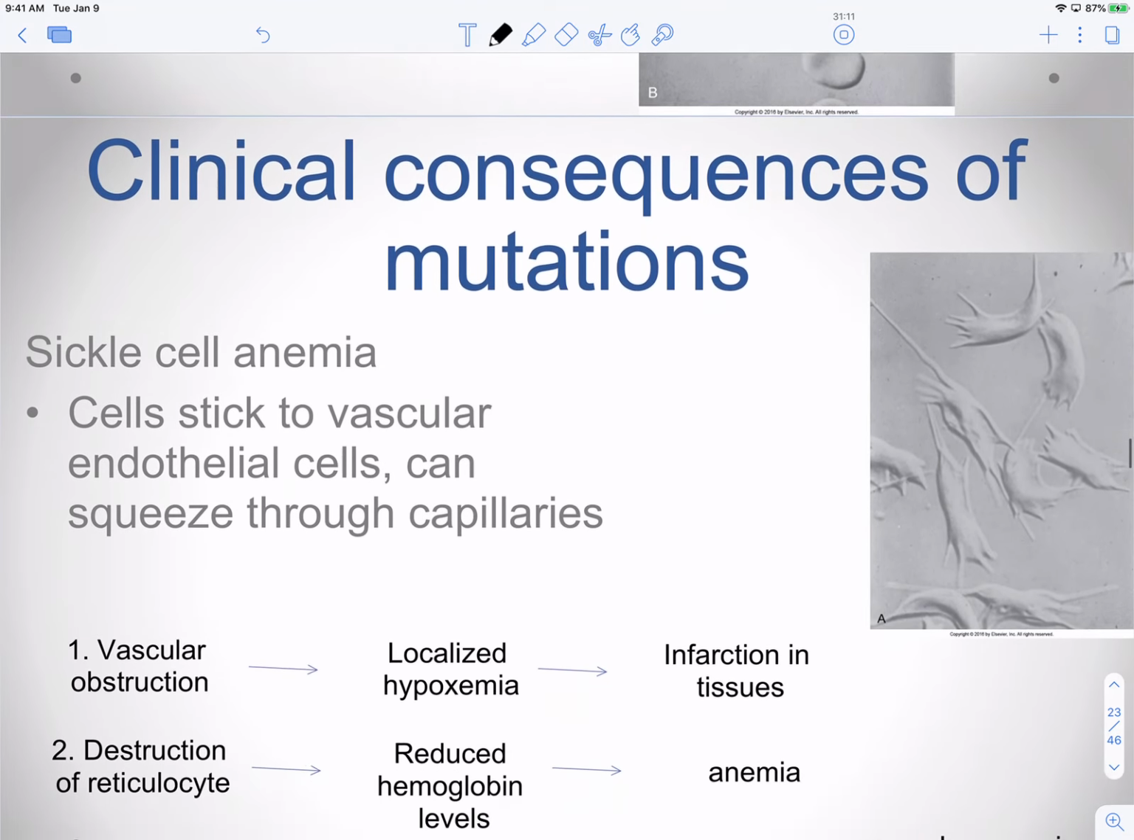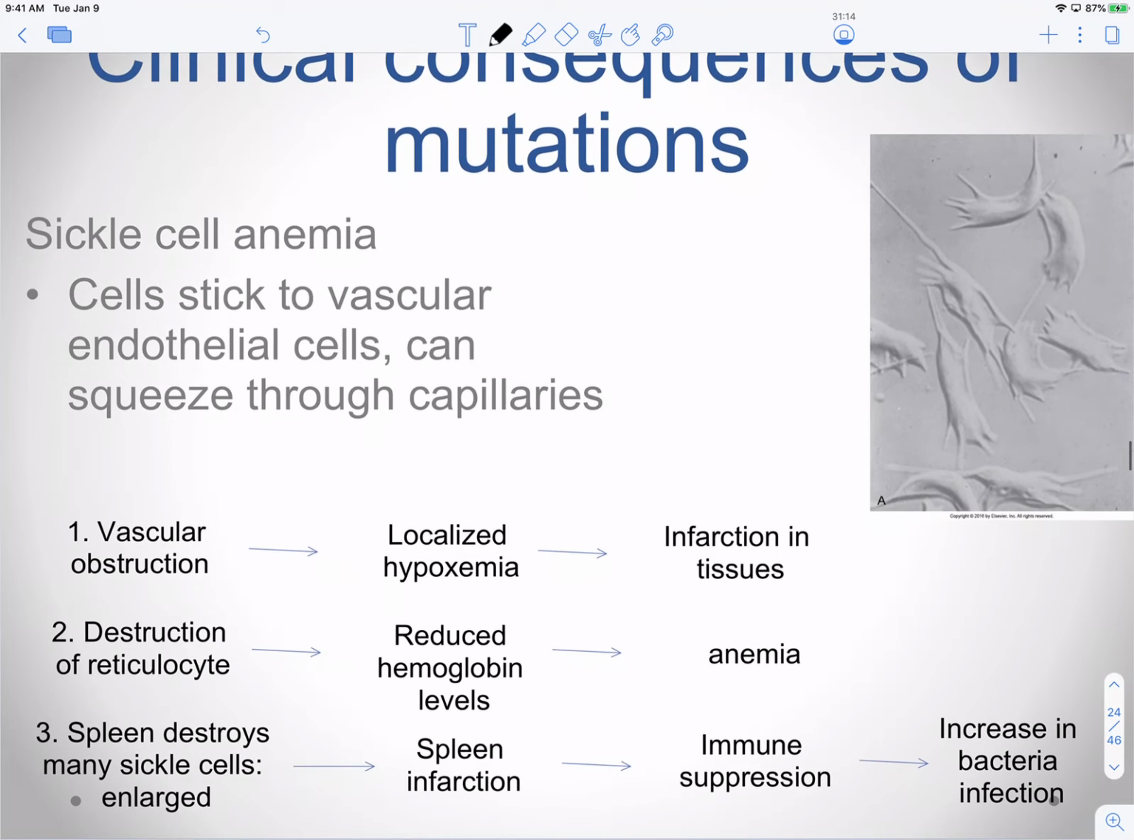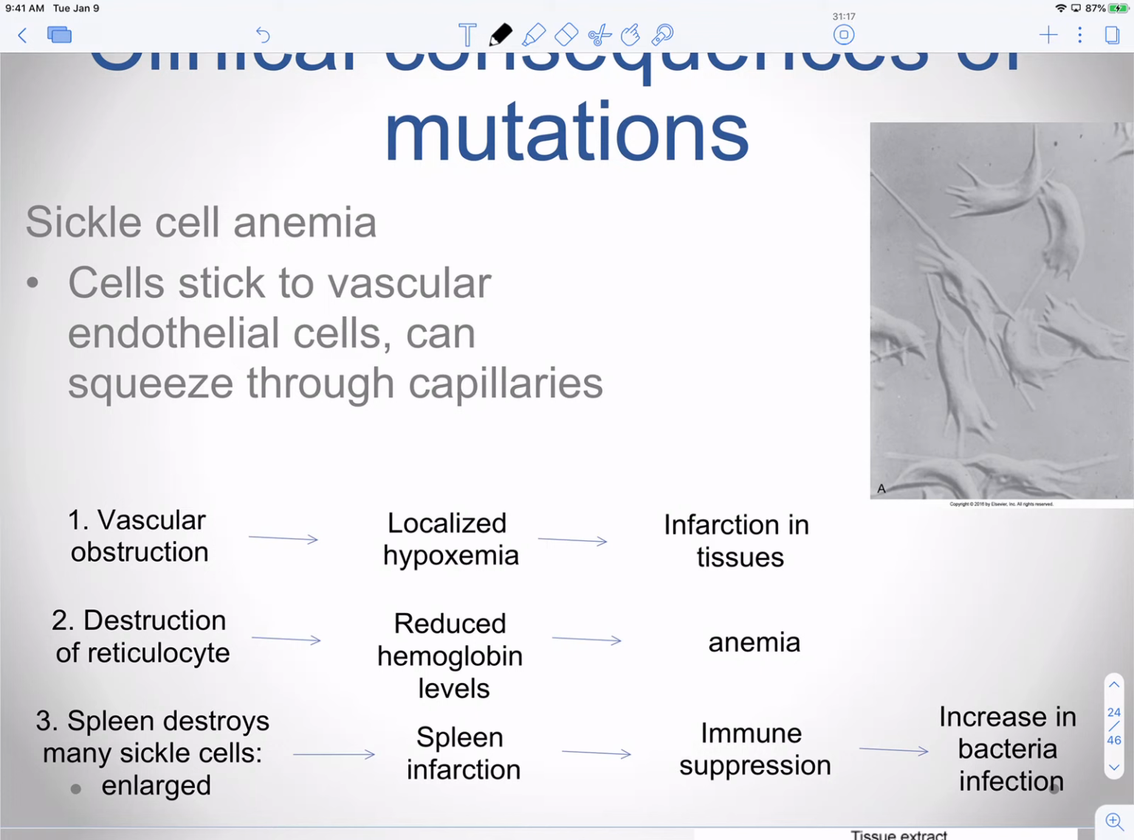Now the consequences of sickle cell anemia, of course, is that you're going to have cells that are going to get stuck, especially as they go through capillaries. So it leads to vascular obstruction, and this can lead to hypoxemia in tissues in which they're not able to get oxygenated blood supply, and this can lead to an infarction or death of those tissues that are affected.